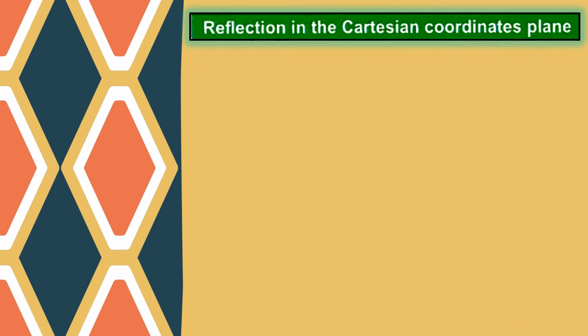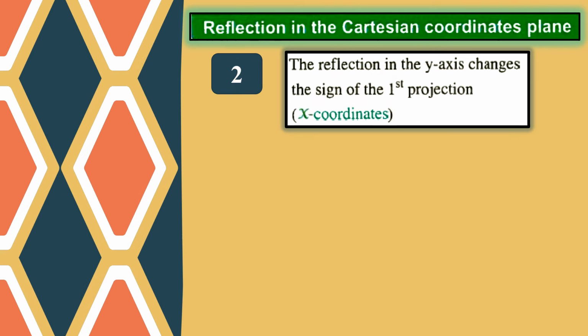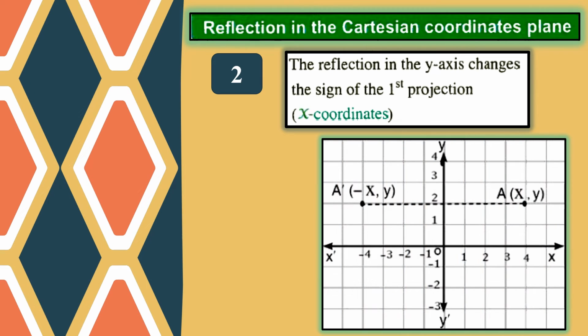Reflection in the Cartesian coordinate plane, number 2, the reflection in the y-axis: change the sign of the first projection, the x coordinate. The original is (x, y). The image by reflection will be A dash. So here we change the first projection, so (-x, y).